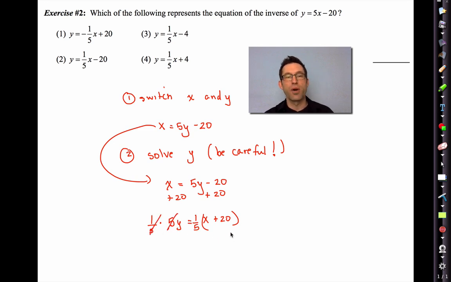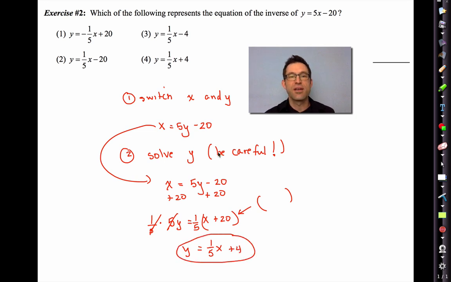Now, this is the tricky part. Did you notice how I kind of threw in those parentheses? It's very important that that 1/5 multiplies both the x and the 20, not just the x. And there's our equation. All right, so we switch x and y, and then we carefully solve for y, and that gives us the inverse.